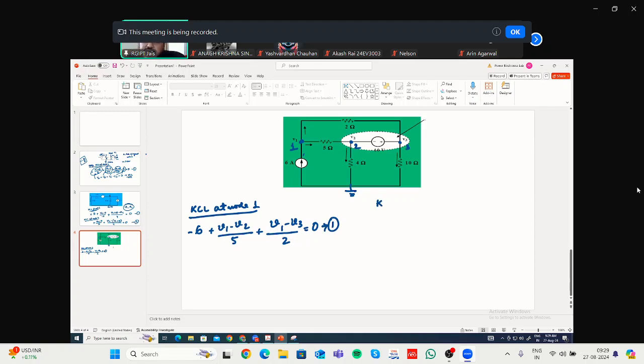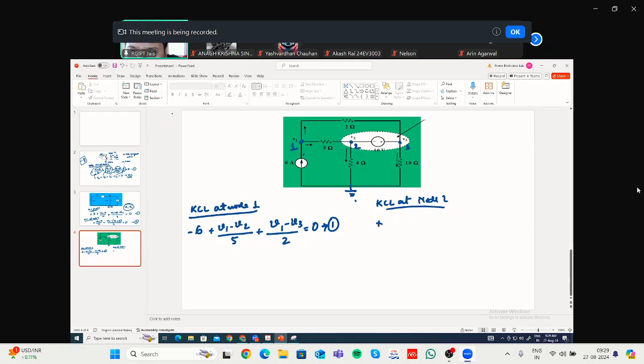Again, now KCL at node 2 and node 3. Now here the problem lies. There is a voltage source, so we cannot write the equation. If you try to write the equation, let us say we are applying KCL at node 2, in that case, how to write the equation? Again, for this branch, V2 will be greater than V1, so current will be flowing out. So this will be plus sign.